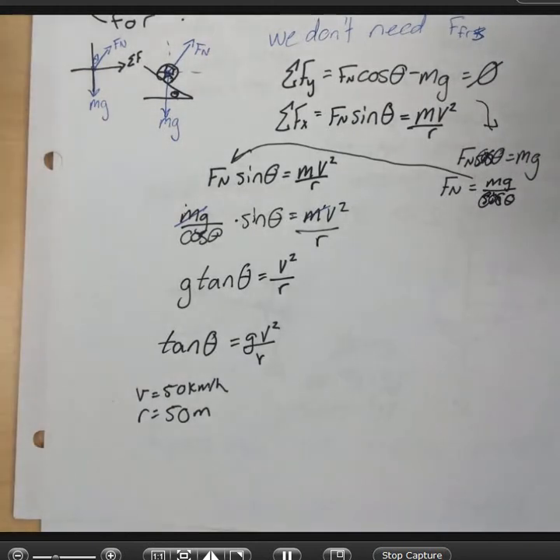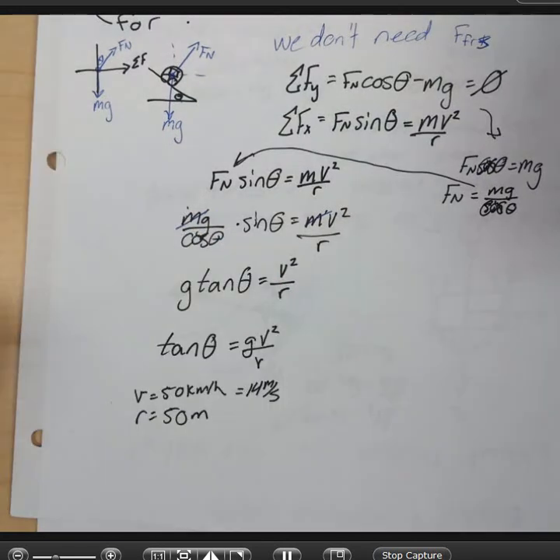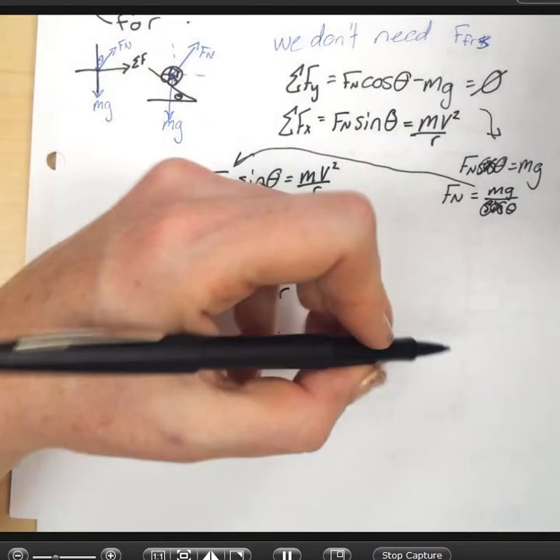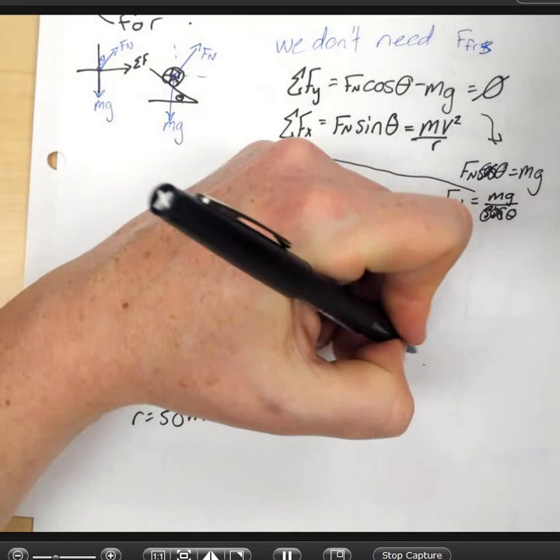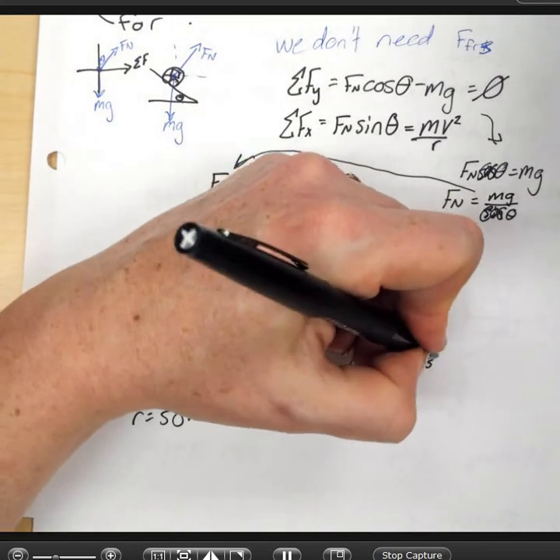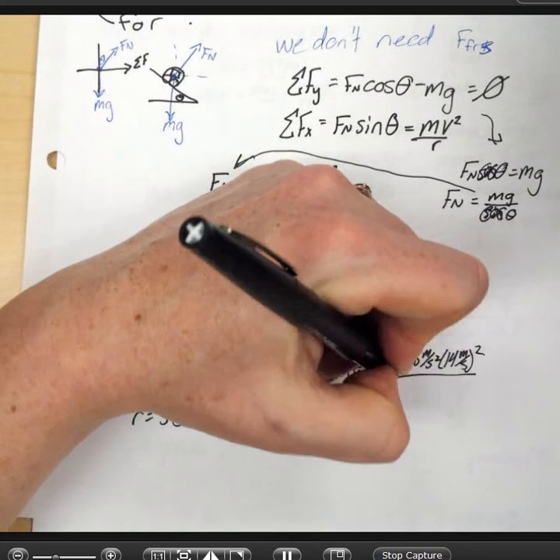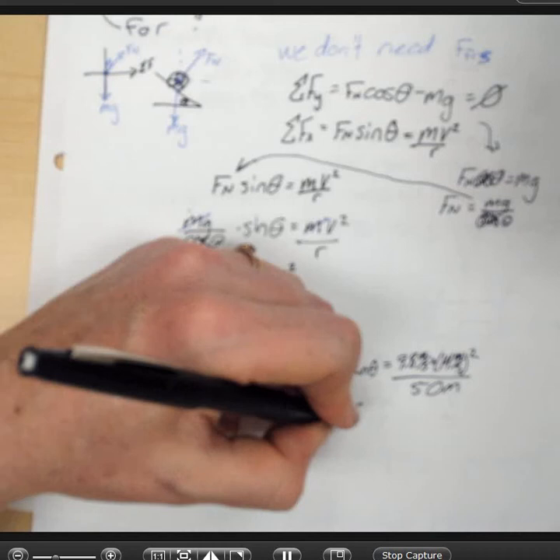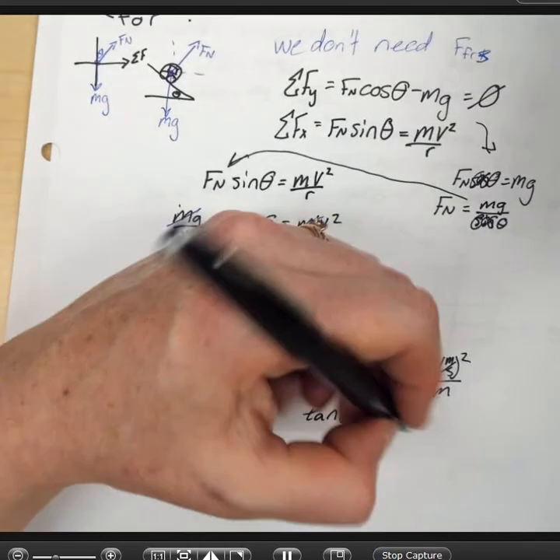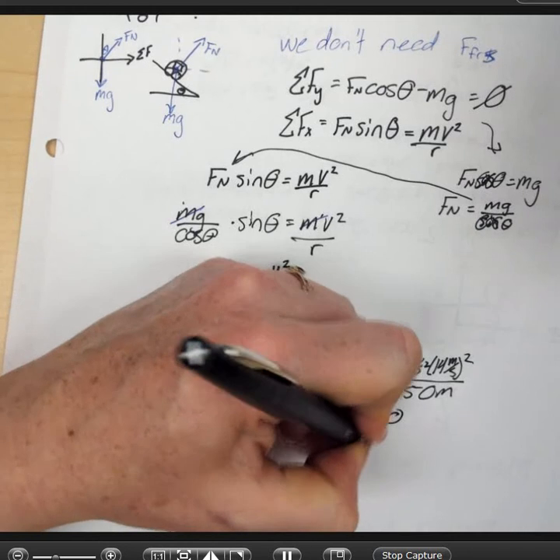The mass left the equation, so this will be true for a car of any mass, any vehicle of any mass. So 50 kilometers per hour is equal to 14 meters per second. I did that conversion in my head. So I can solve for theta now. Tangent theta equals v squared, 14 meters per second squared, over g, 9.8 meters per second squared, times r, 50 meters. So tangent theta equals 0.40. Take the inverse tangent of that, and theta equals about 22 degrees.